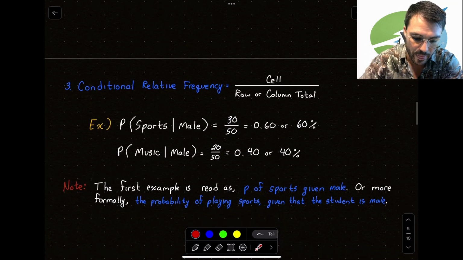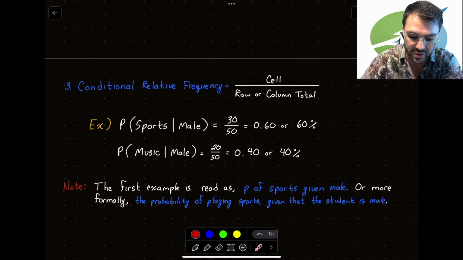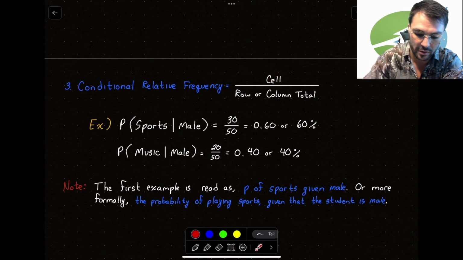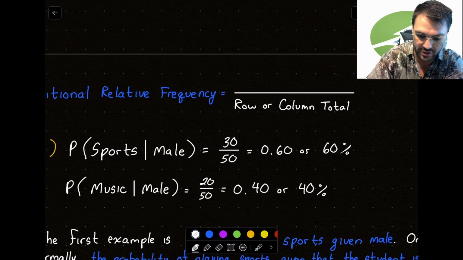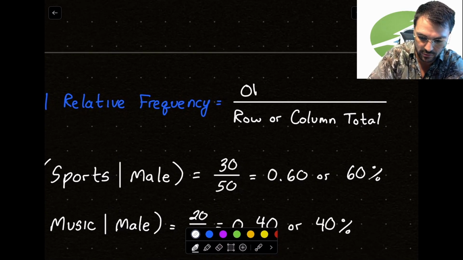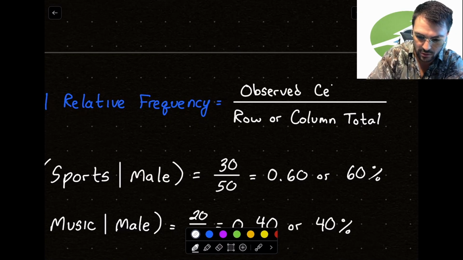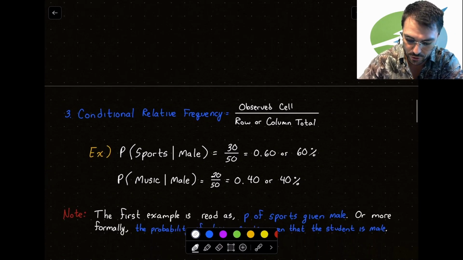And lastly, conditional relative frequency. I'm going to write that again. I don't like how I just wrote cell. This should say observed cell. Okay. So this is our observed cell divided by the row or column total.